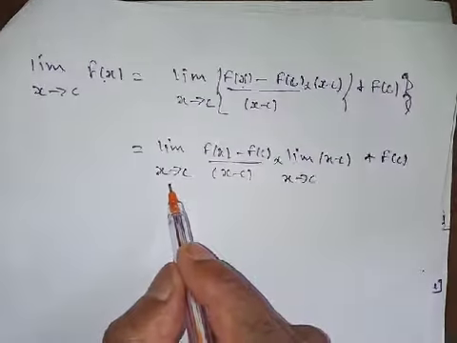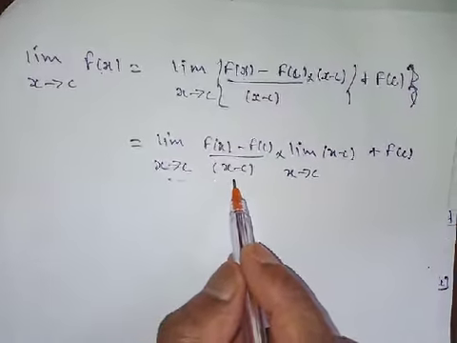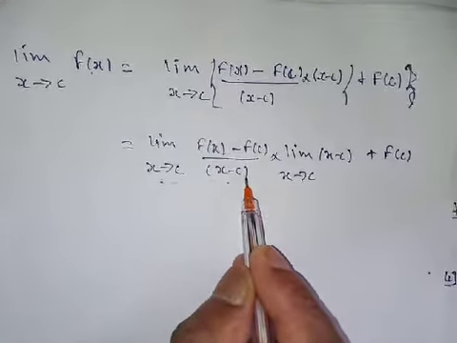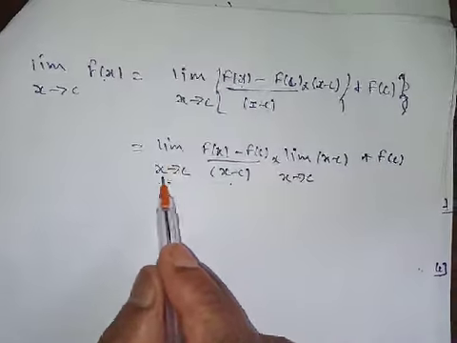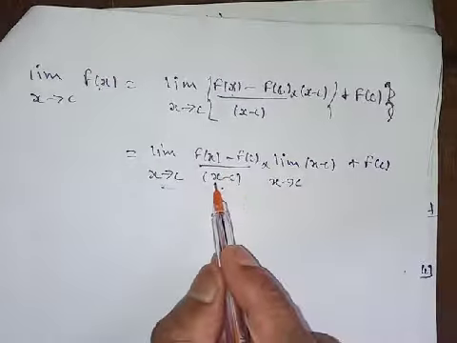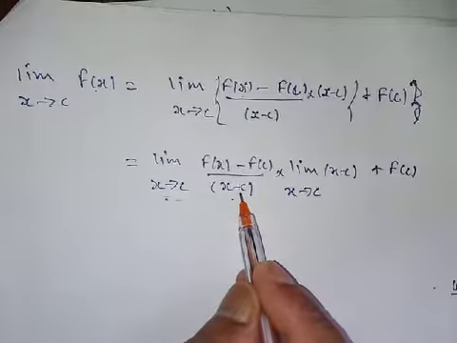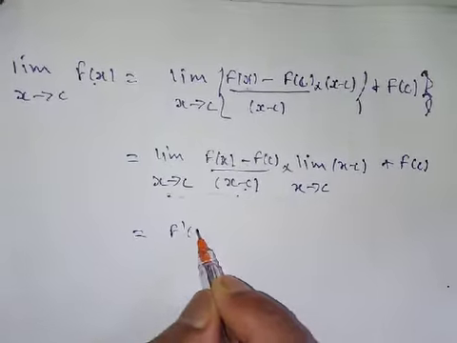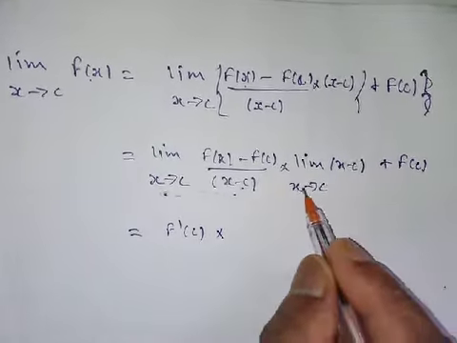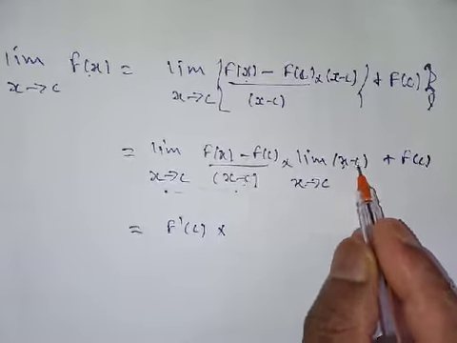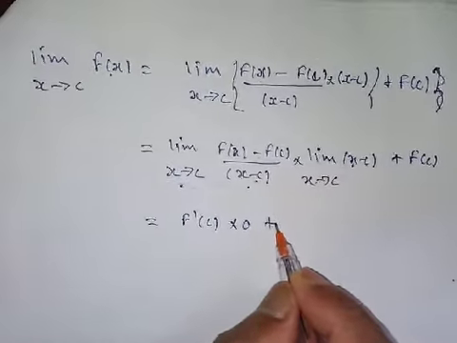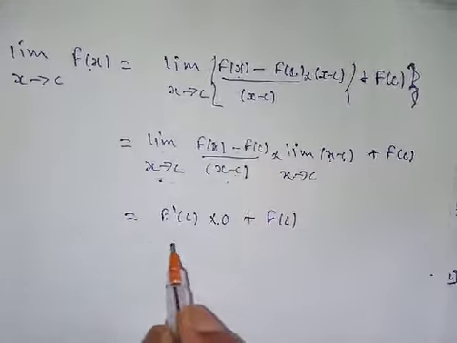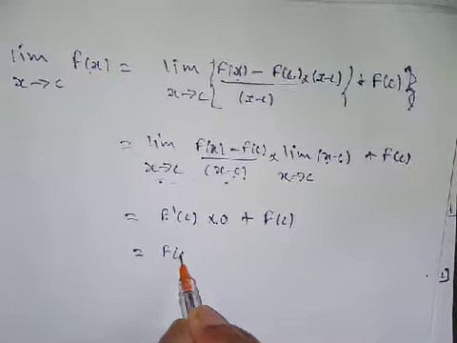Here, what is this? If we expand, we know that we have taken this from the equation first as f dash of c. So limit x tend to c, f of x minus f of c upon x minus c, we have taken it as f dash of c, so we'll get this as f dash of c into, if we apply limit here, c minus c is 0, so it will be 0 plus f of c. 0 into f dash of c is 0, so what we get? f of c.